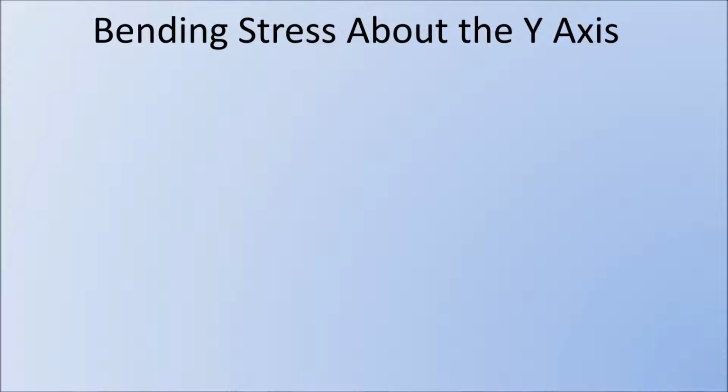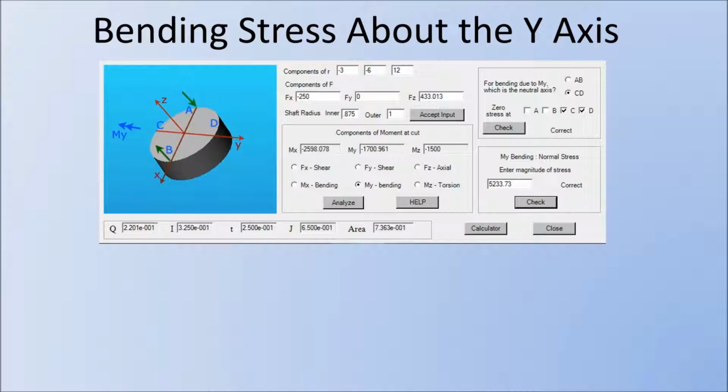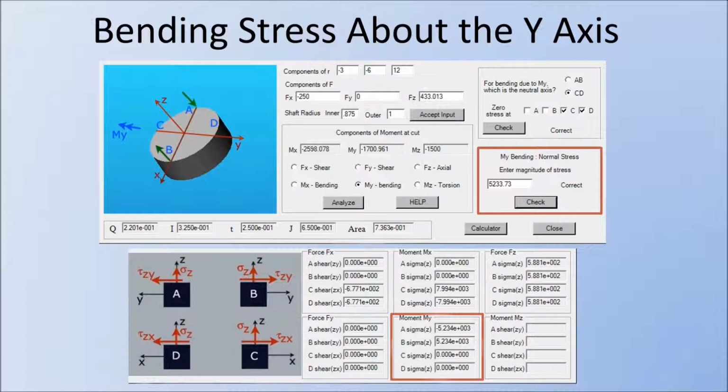Now that we've determined the bending stress about the x-axis, we're going to look at the bending stress about the y-axis. So we've selected MY bending, we've pressed Analyze, and we've answered the question, for bending due to MY, what is the neutral axis? That will be CD, and there will be zero stress at C and D. We've pressed check, and we've also entered the magnitude of the stress, which is 5,233 psi. We press the check button, which, as before, updates our stresses box with the answers.